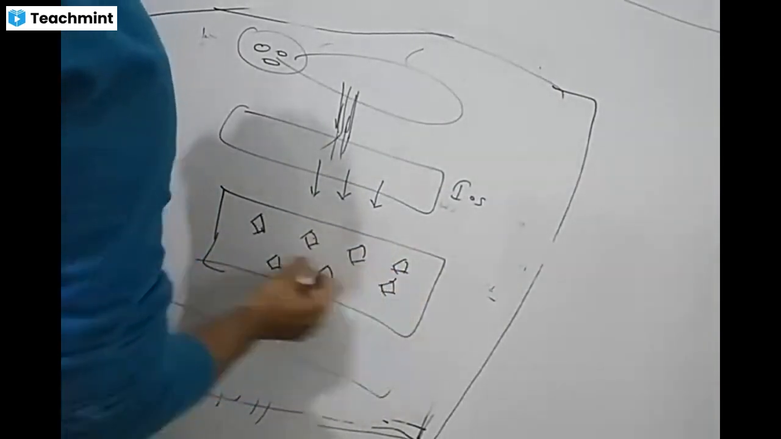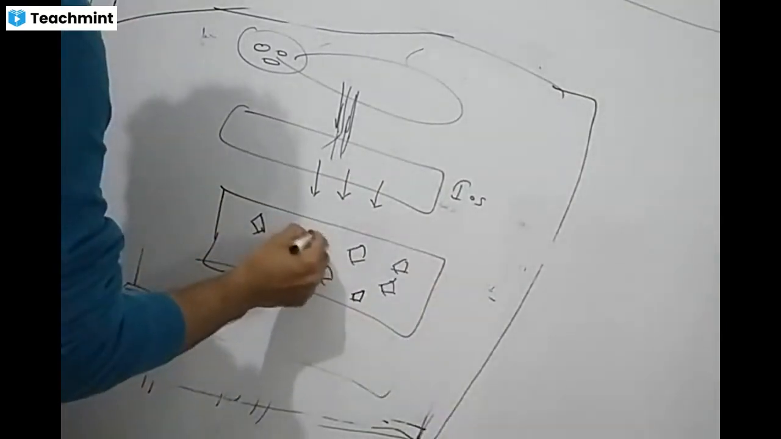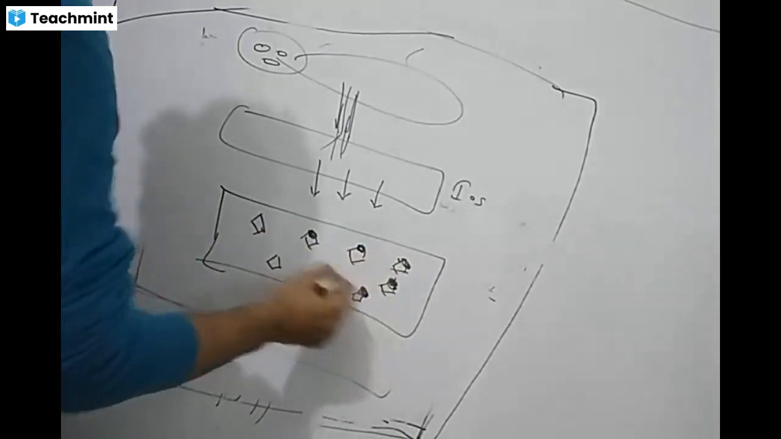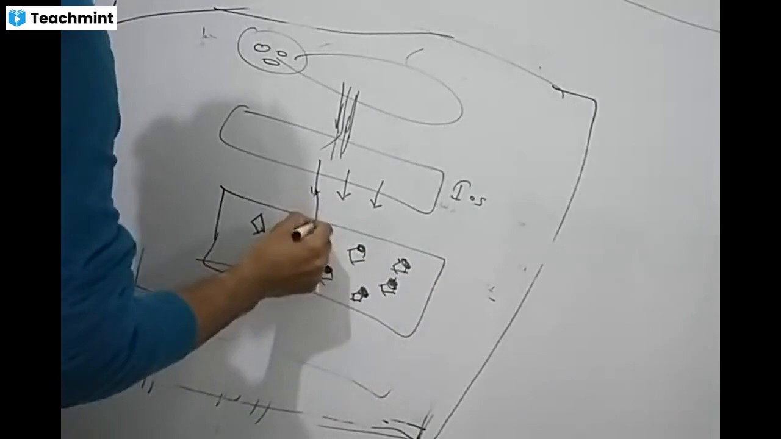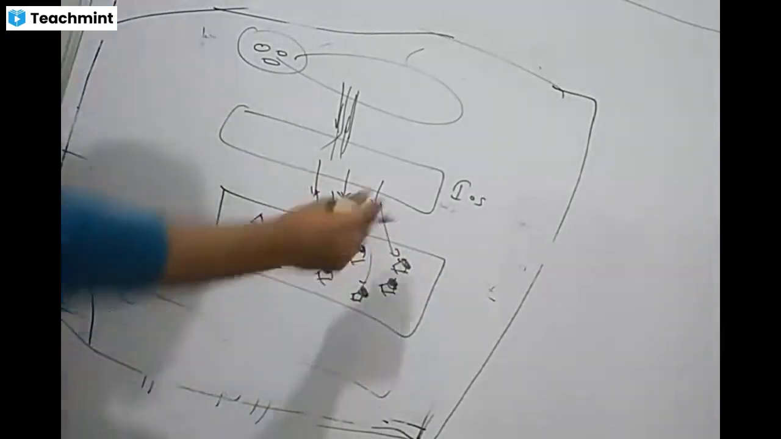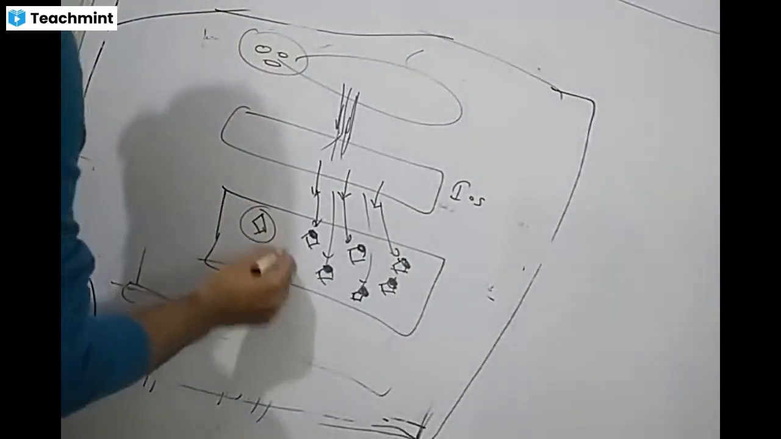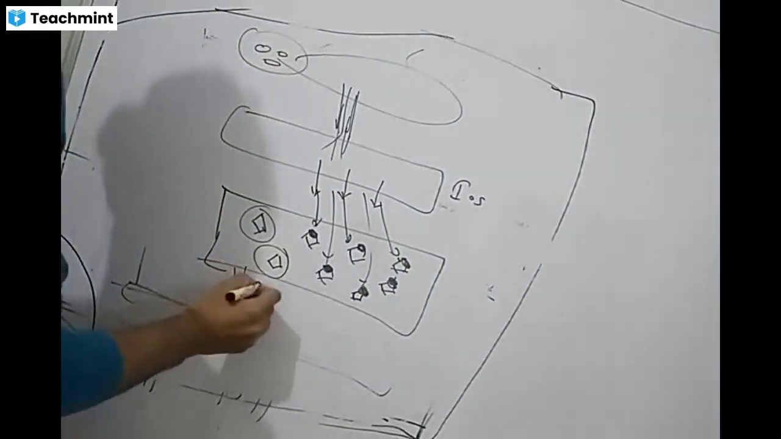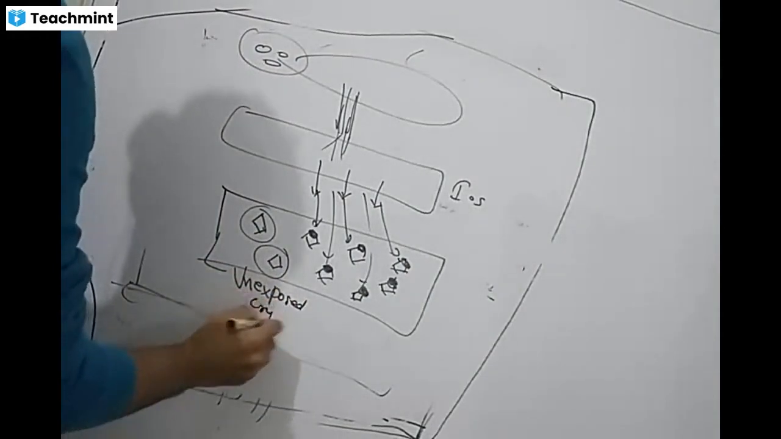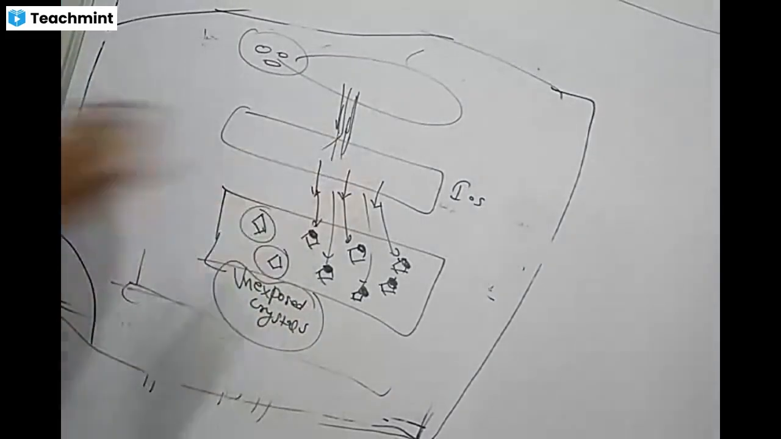1, 2, 3, 4, 5, 6, 7, 8. Out of 8, only these 6 crystals are interacting with the photons. So they are reduced and they behave as a latent image center. These two, 1 and 2, remain as unexposed crystals, because they are not exposed to the film.